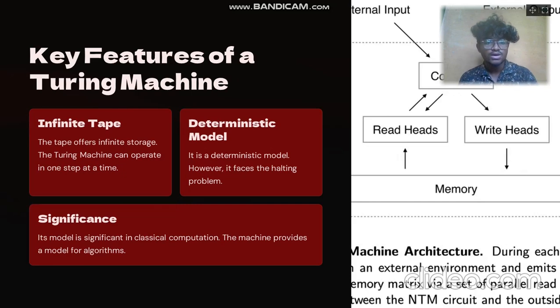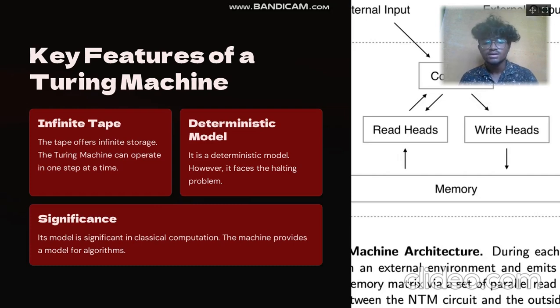Next we are going to see the key features of a Turing machine. I analyzed through Google and read many contents, and from that I took certain key features like infinite tape, deterministic model, and the significance. The tape offers infinite storage. The Turing machine can operate one step at a time. So the infinite tape offers an infinite amount of storage, and it operates one step at a time, and that's called the infinite tape.